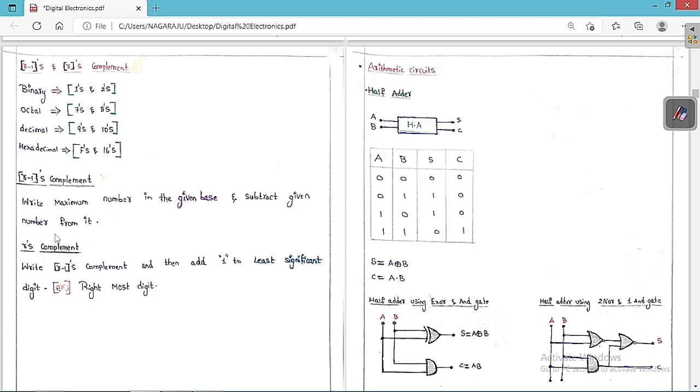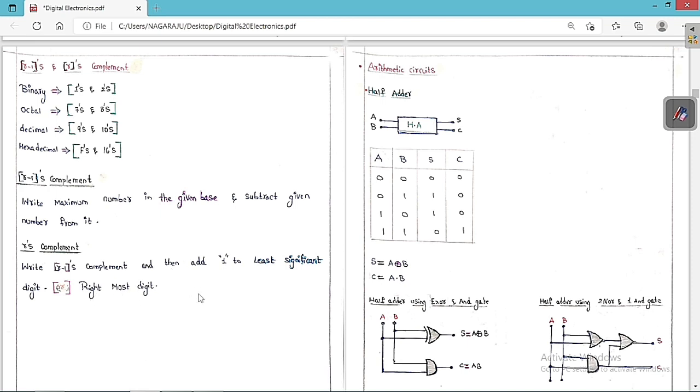Now for the R's complement, write the R minus 1's complement and then add 1 to the least significant digit, or the rightmost digit. I already told you, whatever value you get in the R minus 1's complement, now you have to add plus 1 to the least significant bit, or the least significant digit, or the rightmost digit.